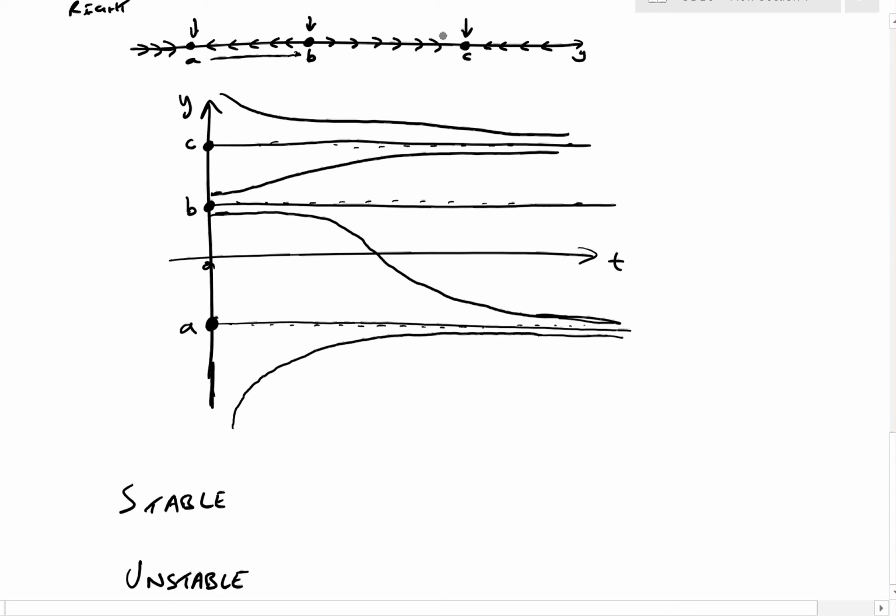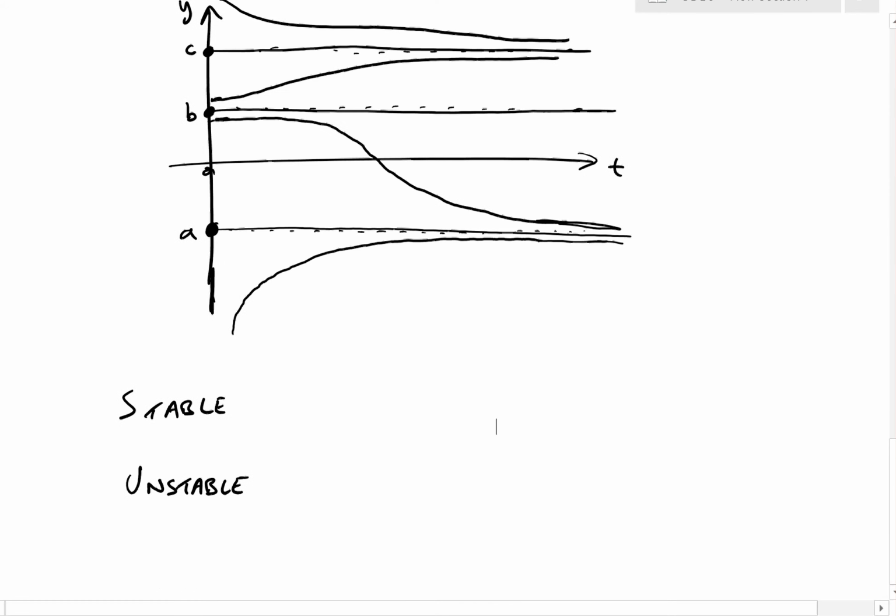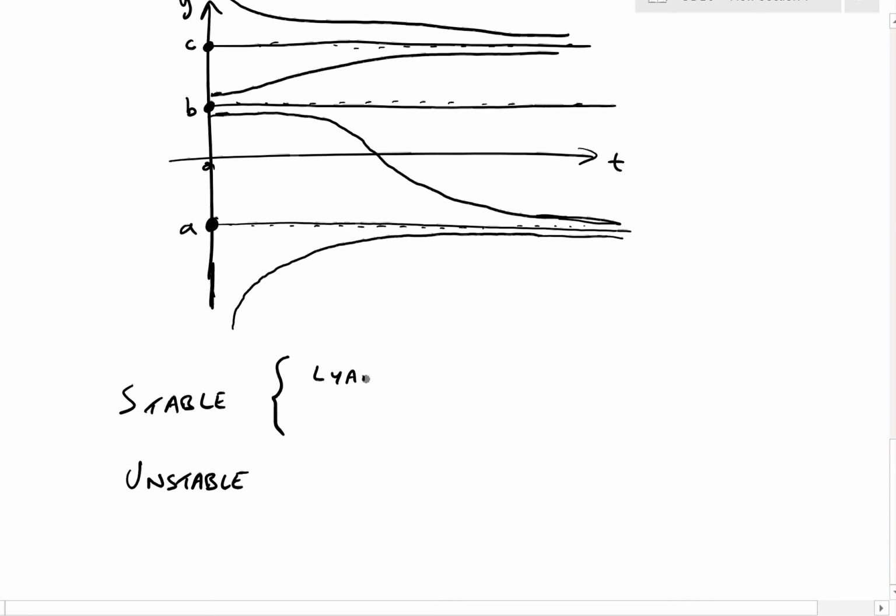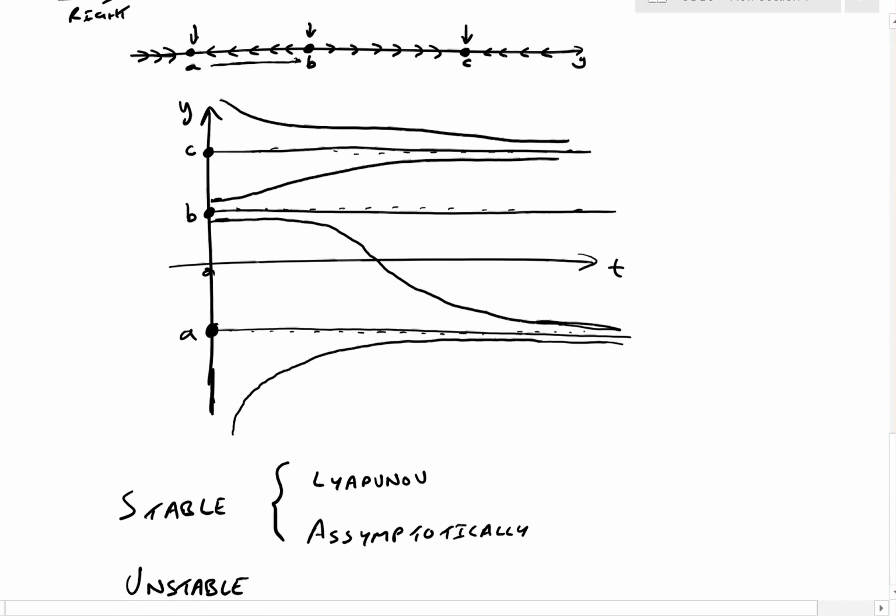It's got to be from both sides, because I'll draw what's going on anyway. So there are two types of stability: you've got unstable, and then two types of stable case. You've got Lyapunov, or Lyapunov if you want to be Russian about it, and asymptotically stable.